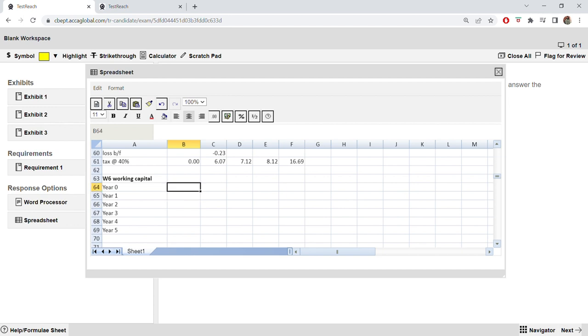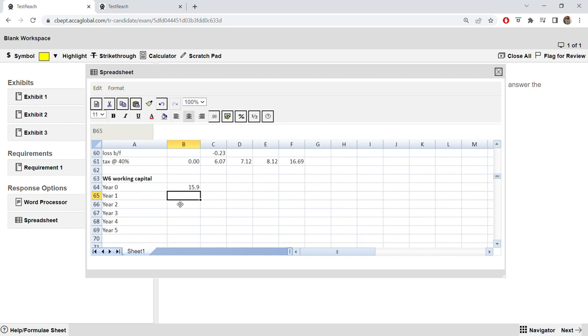So in year zero, you have to take year one's sales revenue. That is 30, equal to 39.75 multiplied by 40%, which is 15.9. And in that year, you don't have any working capital, only 15.9. So this only is your working capital.